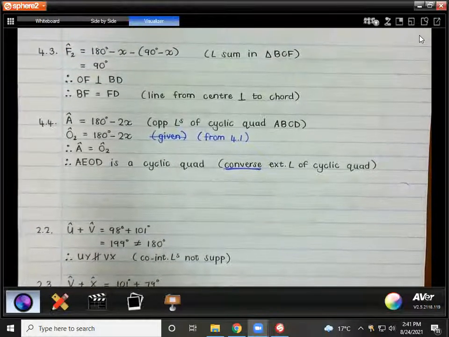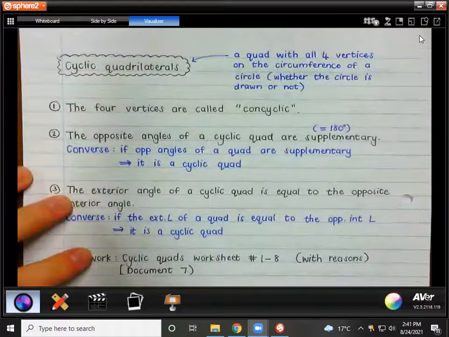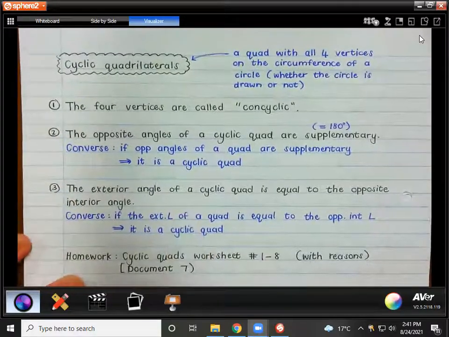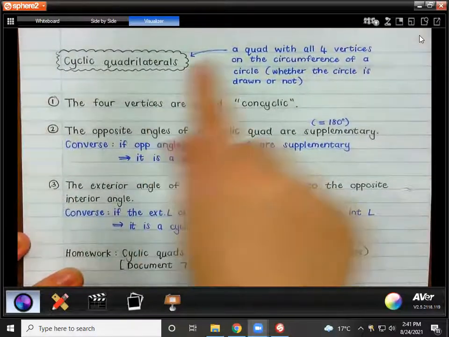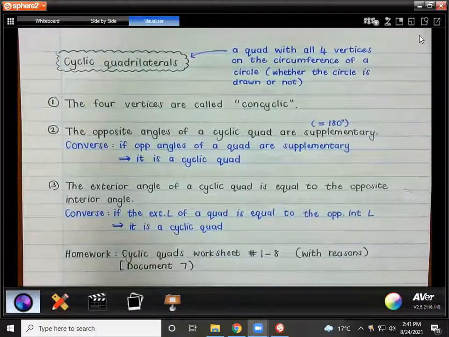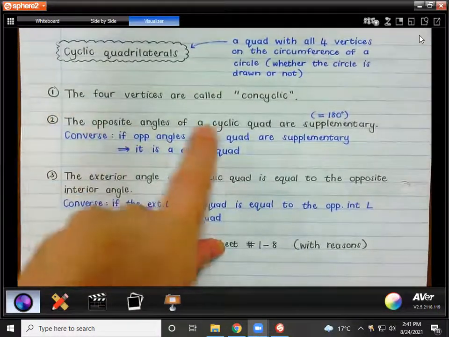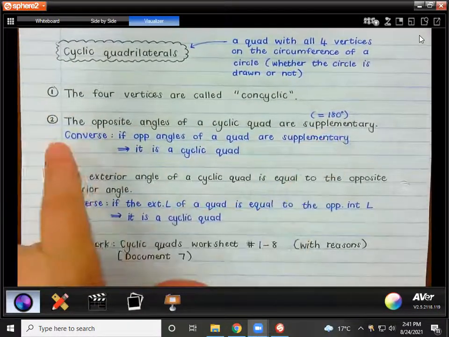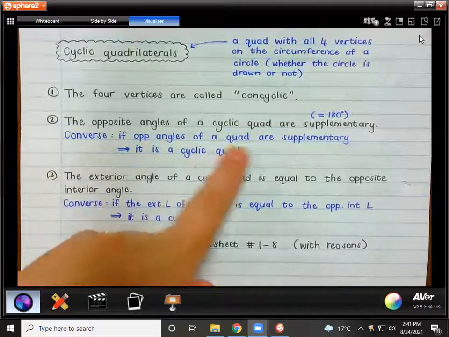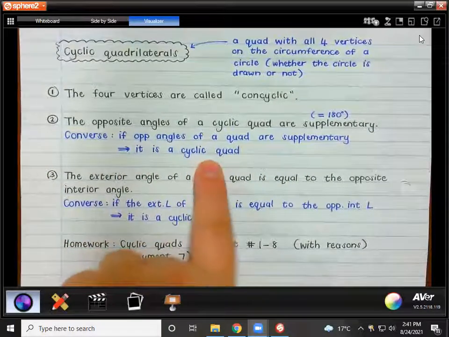All right, so it was just a written note, saying cyclic quadrilaterals. I think I wrote this with you guys, right? A quad with all 4 vertices on a circle, whether the circle is drawn or not. We wrote down 2 of the theorems: the opposite angles of a cyclic quad are supplementary, and the converse is if the opposite angles of a quad are supplementary, then it is cyclic, all right?